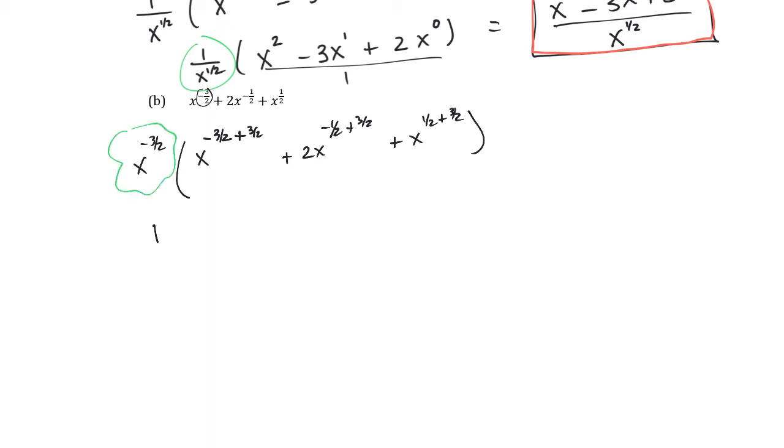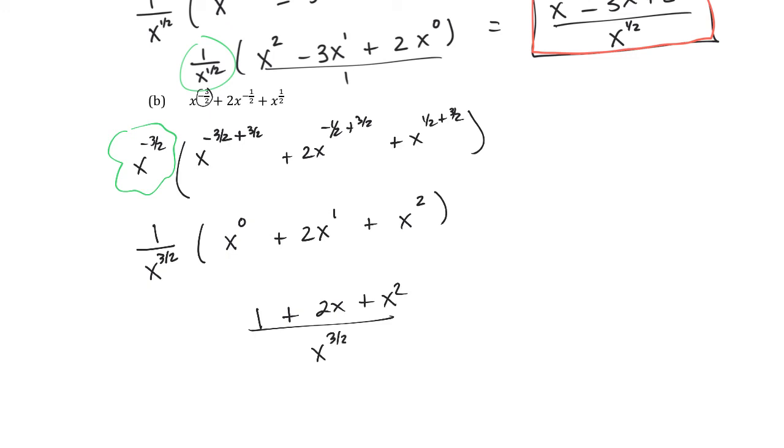This I'm going to write with a positive exponent, so that x to the 3/2 goes into the denominator. And now I add exponents here. So that's x to the 0 plus 2x, that would be 2/2, so that's just 1, plus x, 1/2 plus 3/2 is 4/2, which simplifies to x squared. So this becomes 1 plus 2x plus x squared all over x to the 3/2.